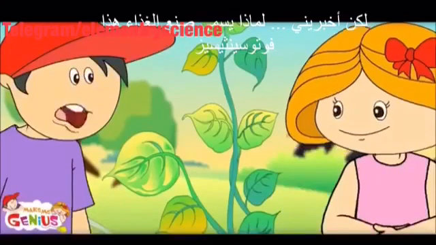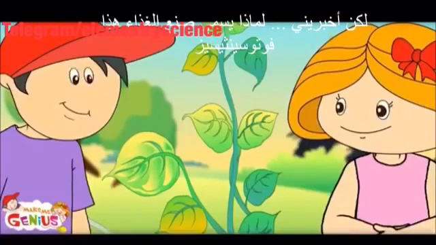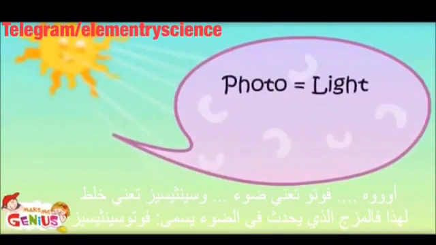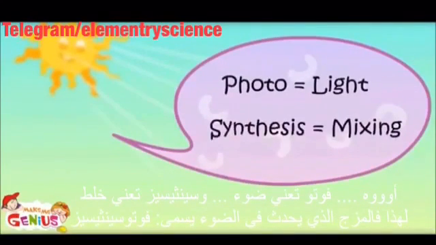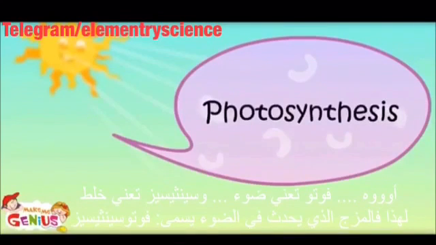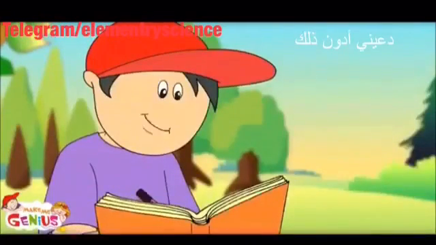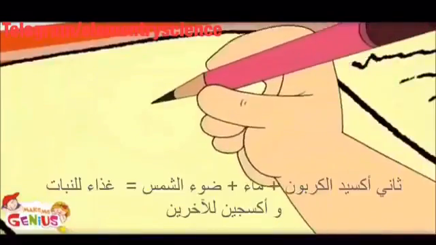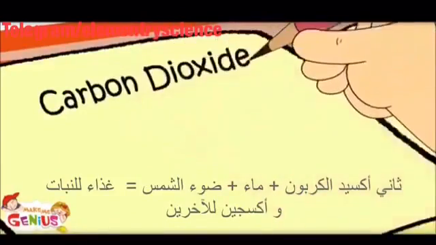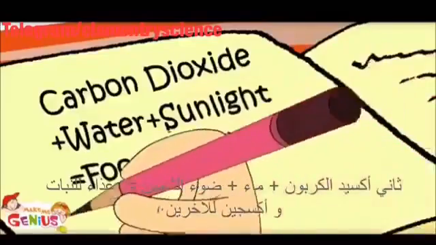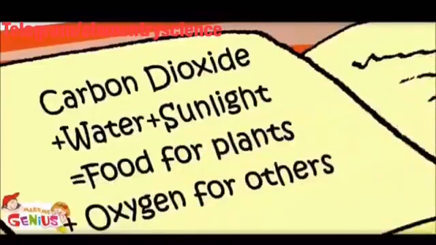But tell me, why is this cooking by plants called photosynthesis? Oh, photo means light and synthesis means mixing. So, mixing which takes place under sunlight is called photosynthesis. Let me note it down. Carbon dioxide plus water plus sunlight is equal to food for plants plus oxygen for others.